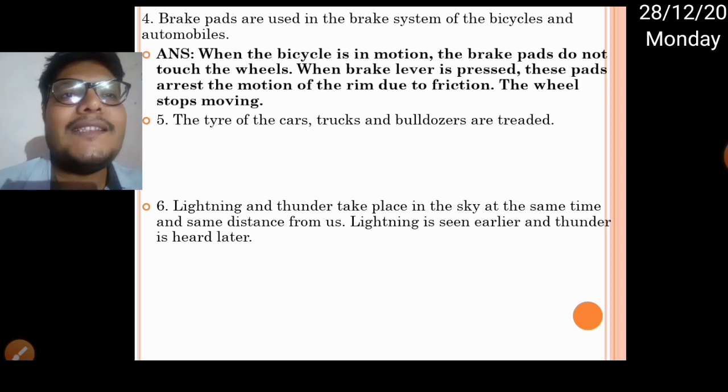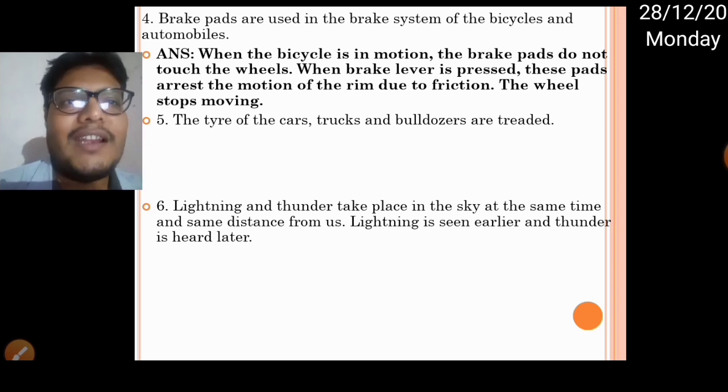See, when the bicycle is in motion, or any kind of object is in motion, or we are talking about vehicles here, the brake pads do not touch the wheel. When the vehicle is in motion, the brake pad will not touch the wheels. But when the brake lever is applied or pressed, these pads arrest the motion of the rim due to the friction. The wheel stops moving, right?